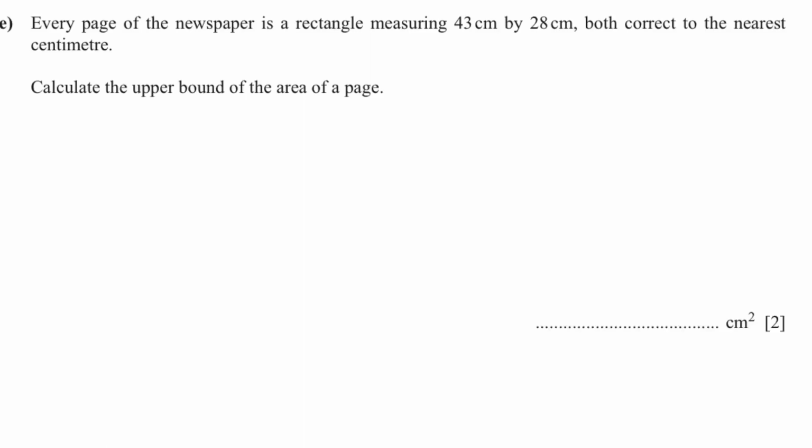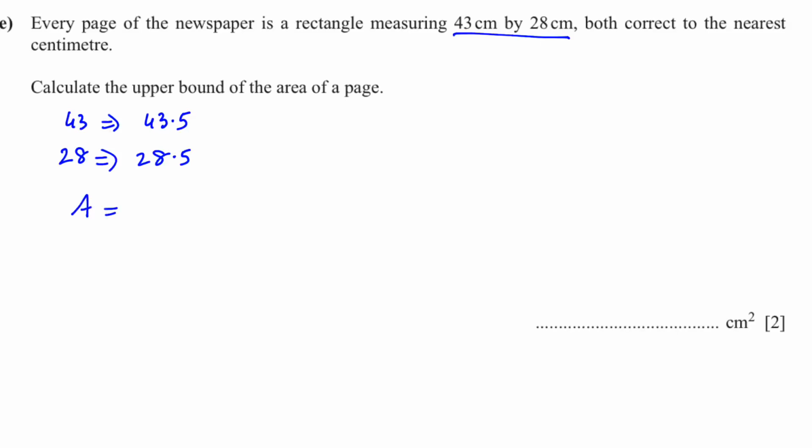Next question. Every page of the newspaper is a rectangle measuring 43 centimeter by 28 centimeter, both correct to the nearest centimeter. Calculate the upper bound of the area of a page. So upper bound of 43 is going to be 43.5, and upper bound of 28 will be 28.5. You have to first find the upper bound of the length given and the width given to you, and then substitute it in your area.